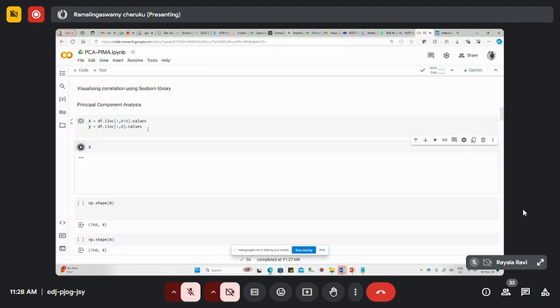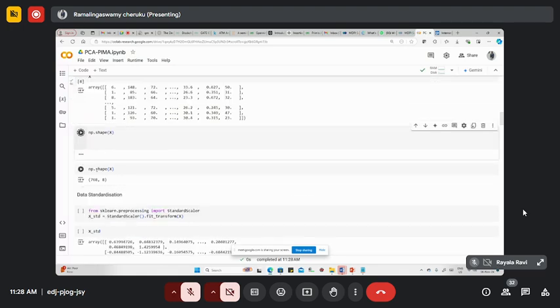Now let's see x, to check whether the data is properly retrieved and whether it has the decision variable or not. Yes, there is no decision variable. Let me cross verify the attributes. Yes, it has 8 attributes. The shape of x is 768 by 8.